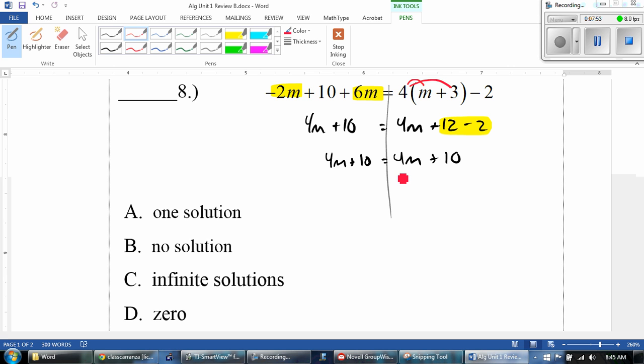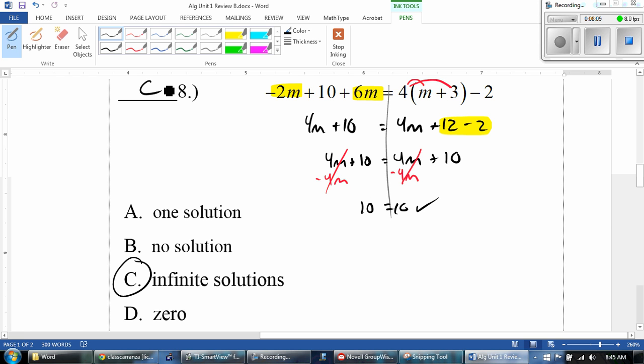Okay, and remember, get your variables to one side, and when that happens, they both cancel, and we're left with 10 equals 10, which is a true statement, which means infinite solutions.